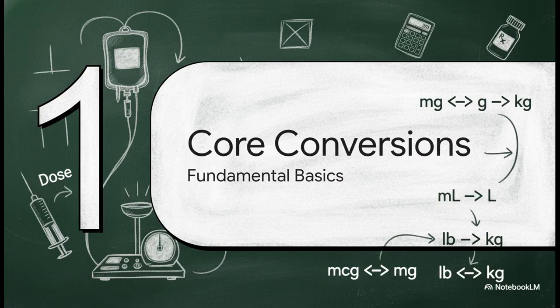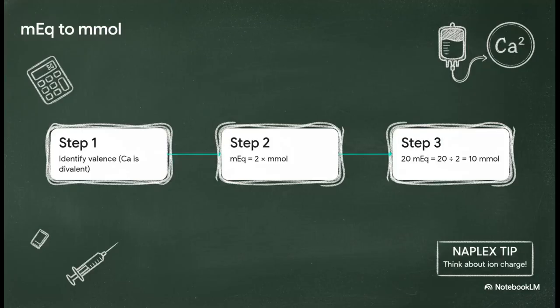Okay, Section 1, Core Conversions. These are the fundamental building blocks of almost every clinical calculation you'll face, whether you're calculating an IV flow rate, figuring out parenteral nutrition, or adjusting a dose. If your foundation isn't solid here, the rest of the formula just won't matter.